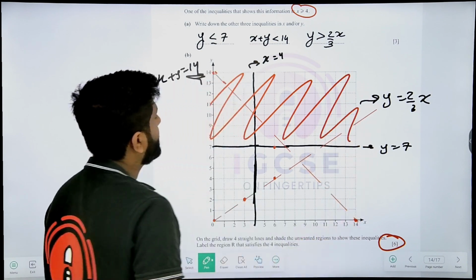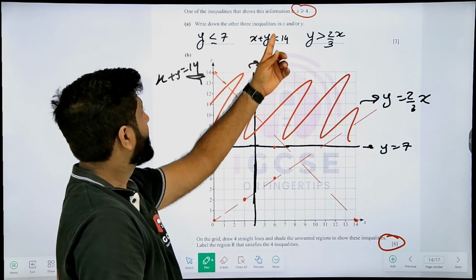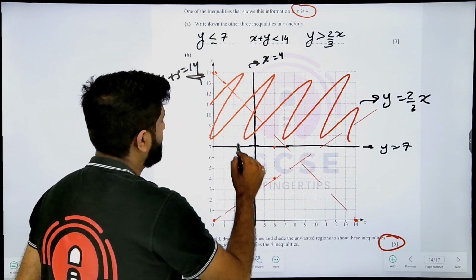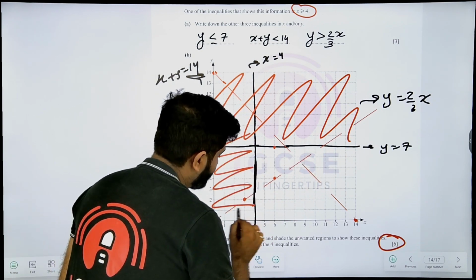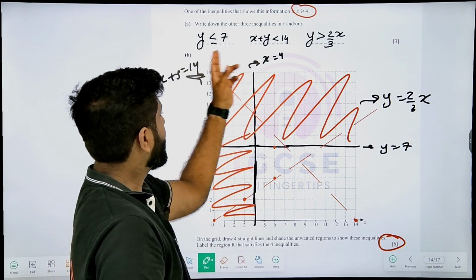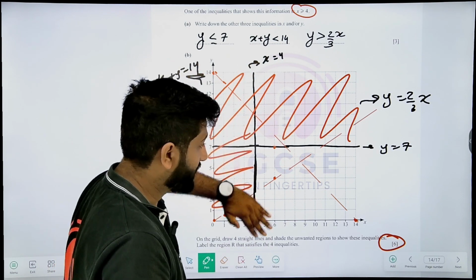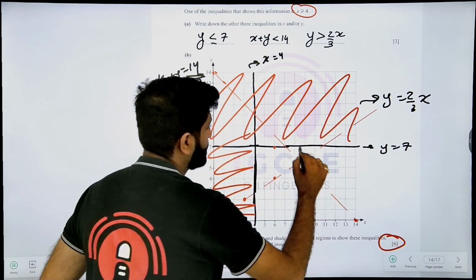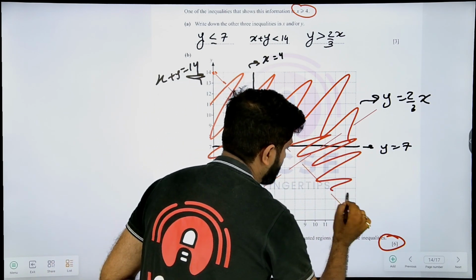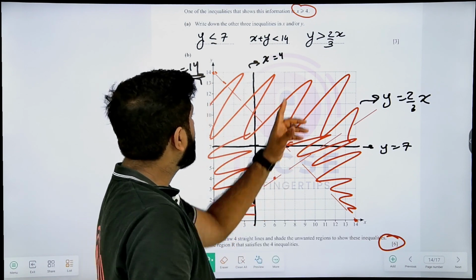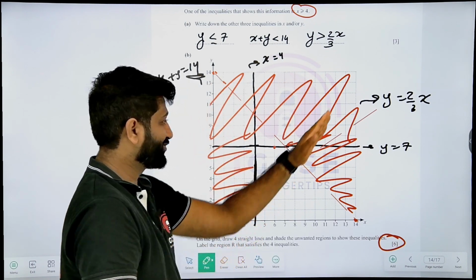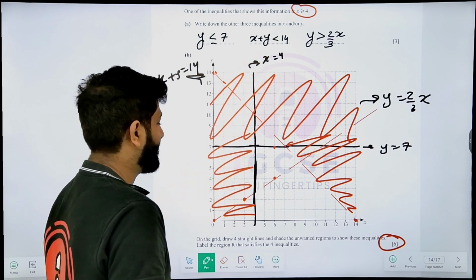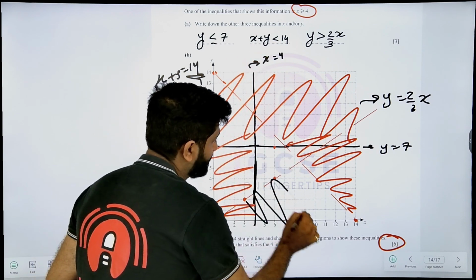So this is an important region, which means again I have x is greater than 4, which means a region greater than this is needed. So I'll shade this region. Then I have x plus y is less than 14. Less than 14 means a region lesser than this is important. So again I'll shade this region. Then I have y is greater than 2/3 x, which means the value of y has to be greater than that. So again this region has to be shaded.